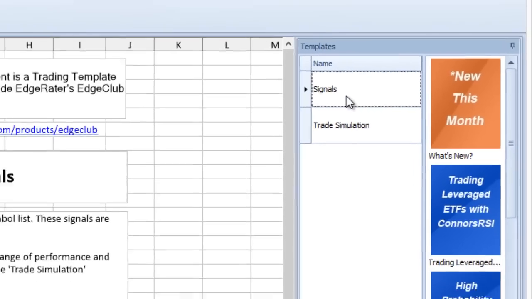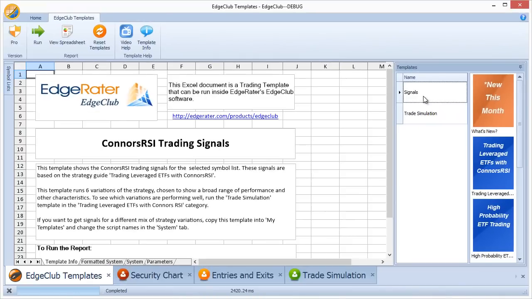The signals template is probably what you will run every single day because it will show you the signals that are occurring today that are giving signals for trading for tomorrow, or if you're trading by the end of the day, then you would run the intraday update towards the end of the day and find the signals that are occurring for trading at the end of the day.